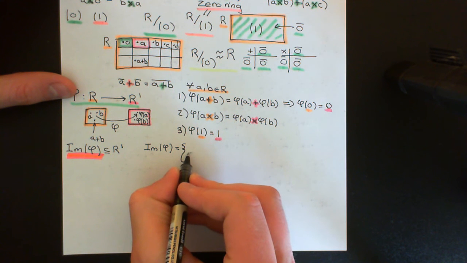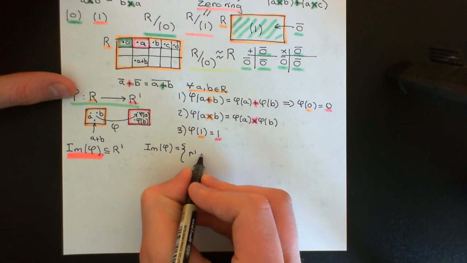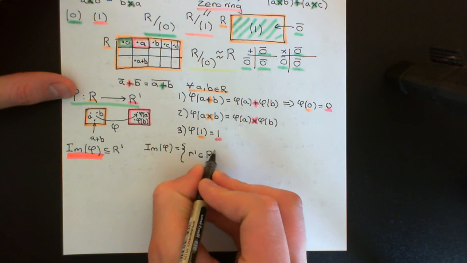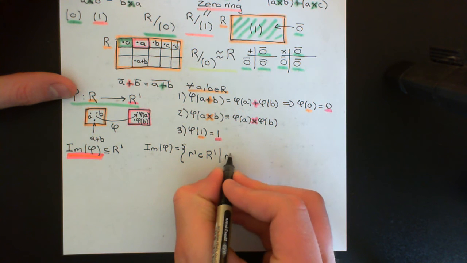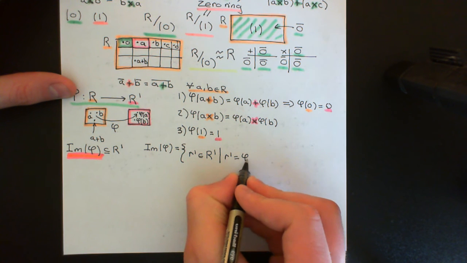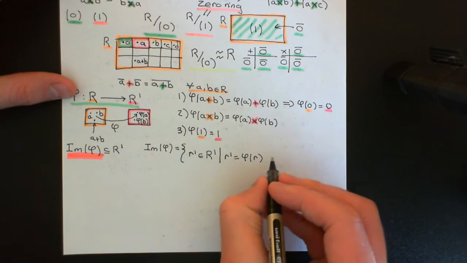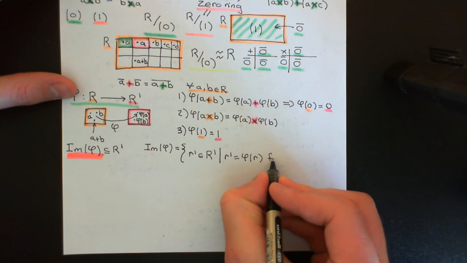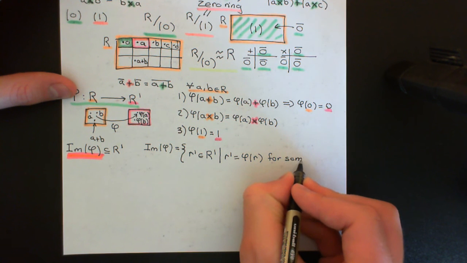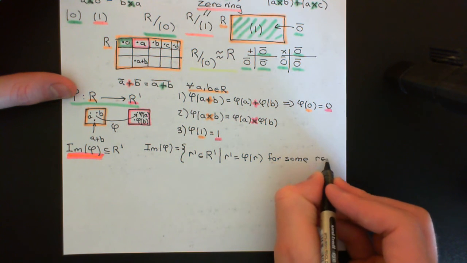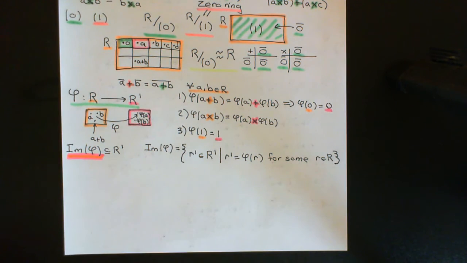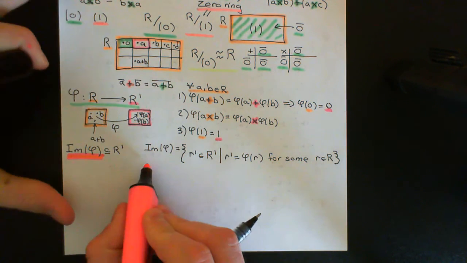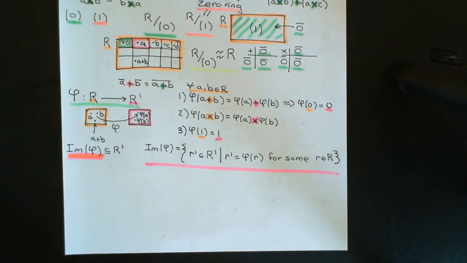It's all, let's call them little r prime, which is an element of capital R prime. So little r prime is just an element of capital R prime, such that little r prime is equal to some phi of R, where for some R is an element of the domain ring capital R. So to draw a picture of this, I'll just underline it firstly before I draw a picture of it. So we'll have it underlined in pink there.